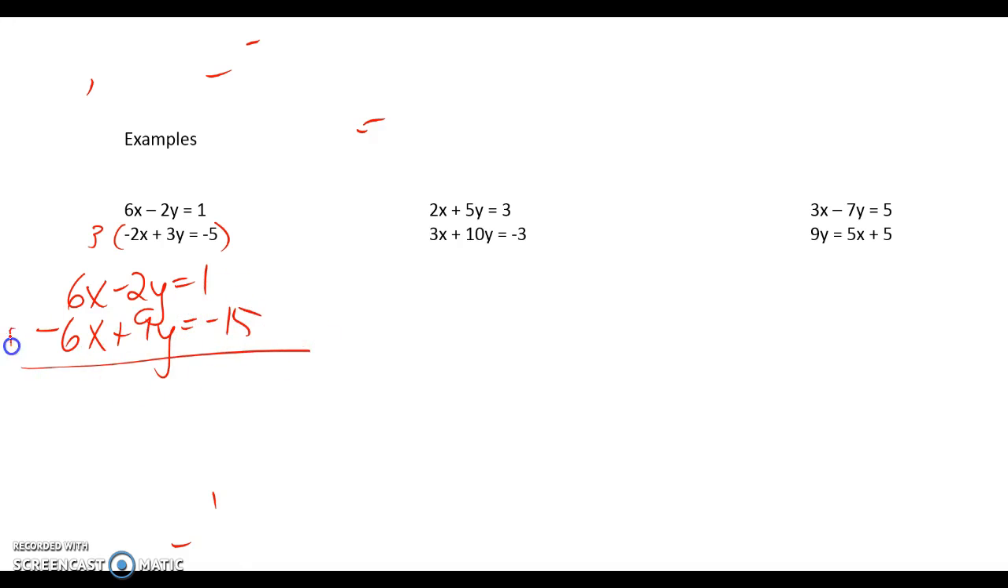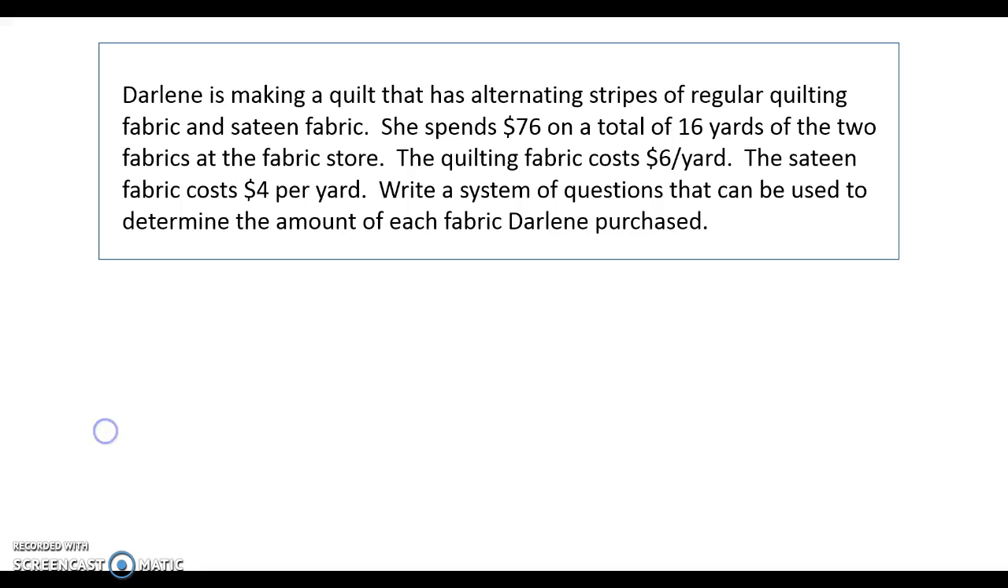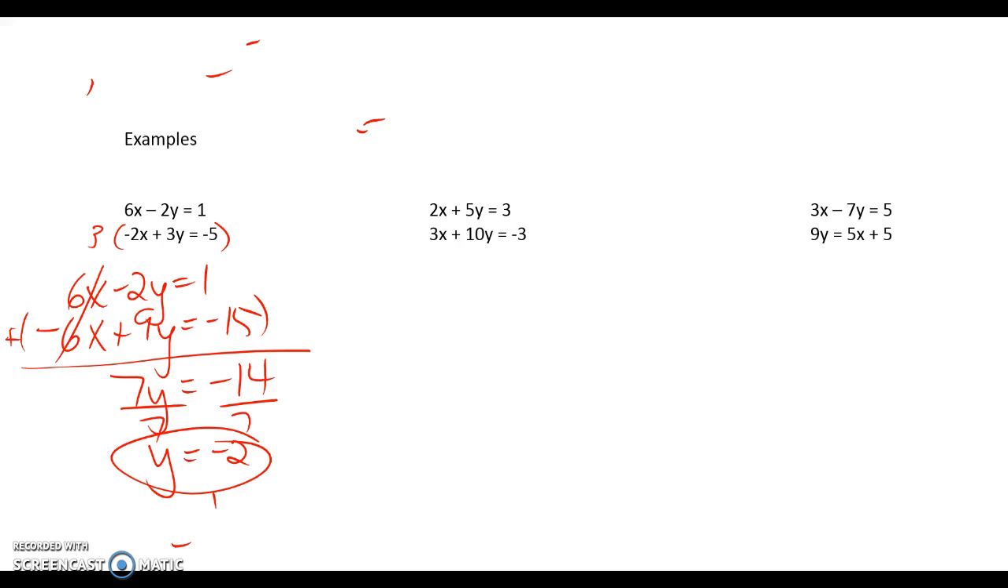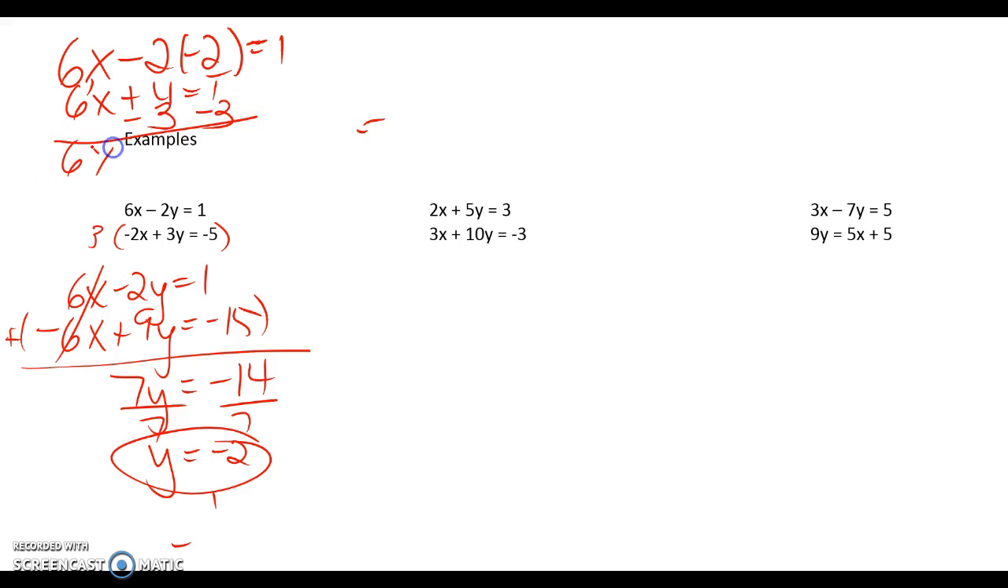All right, let's add these equations together. Negative 2 plus 9 is 7y equals negative 14. y equals negative 2. Whoops, sorry, let's throw that back into the first equation. Figure out what x is. 6x plus 4 equals 1. We're going to subtract 3, subtract 3. 6x equals negative 2. x equals negative 1/3.